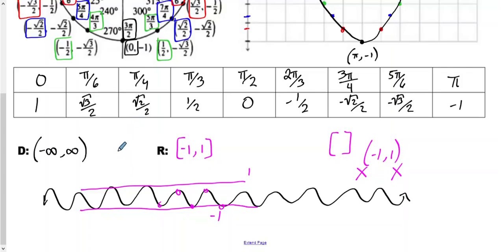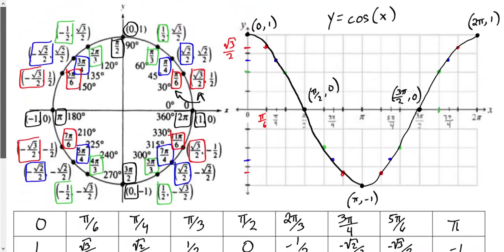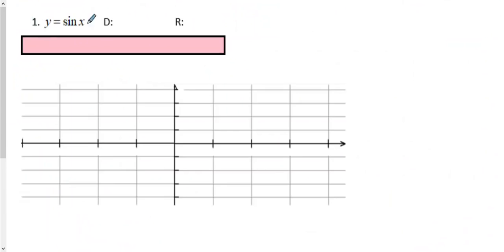Anyway, let's get into some practice problems graphing transformations of sine and cosine with what we already know, the graph of our parent, y equals sine of x.